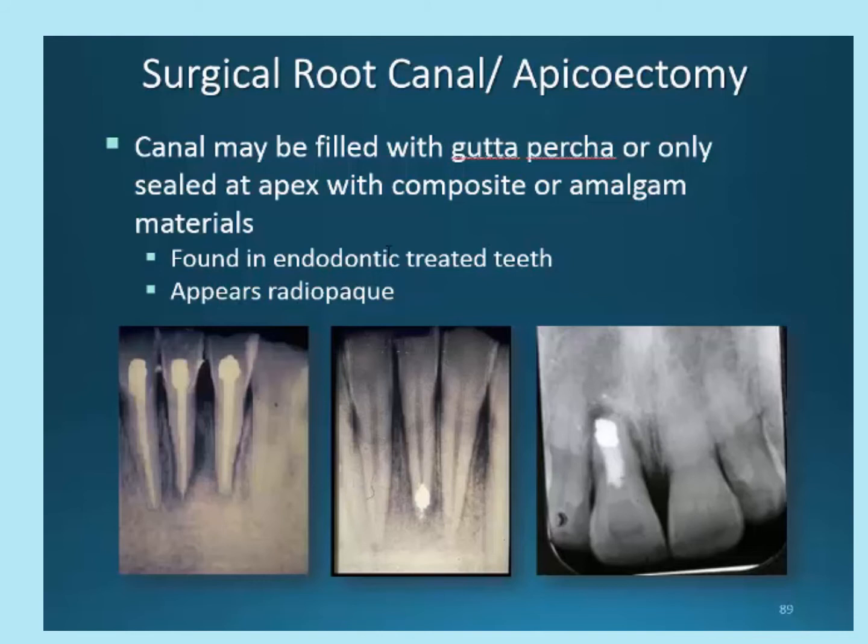endodontist typically burrows a hole through the cortical plate of the bone and ends up placing a filling material, either a composite or amalgam, at the base or apex of the tooth to seal it from communication with the bone. The nerve of the tooth may or may not be removed at this time, but the flow of blood supply and nerve supply between the tooth and the trabecular bone does not exist anymore when a surgical root canal, or apicoectomy, has been performed.